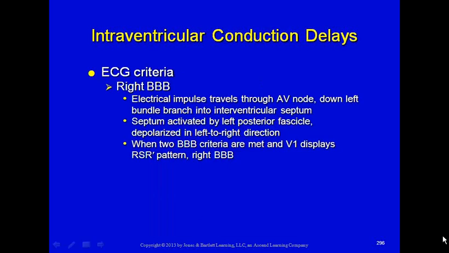Now, during a right bundle branch block, the electrical impulse travels through the AV node down the left bundle into the interventricular septum. The septum is activated by the left posterior fascicle depolarization in a left to right direction. When two bundle branch criteria are met and V1 displays an RSR pattern, you have a right bundle branch block.